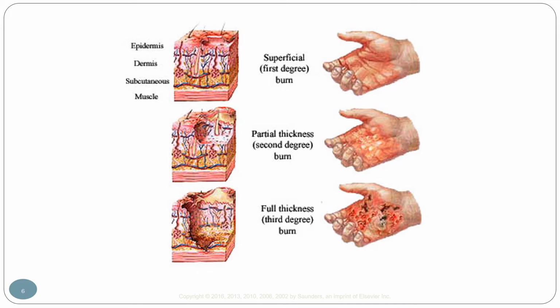This is a picture from your book that gives you an idea of what this means depth-wise. Superficial, or first degree, is just in that epidermis part. They can be very, very painful because we're still right there in all of those nerve endings. It doesn't mean that the pain is less by any means, but it doesn't have the depth, so it's going to heal much more quickly, with less risk for infection and less risk for contracture development.